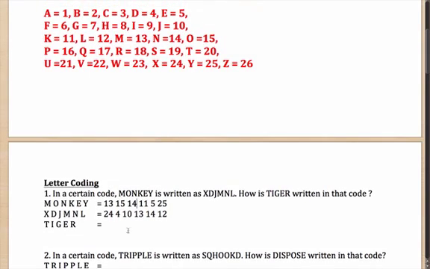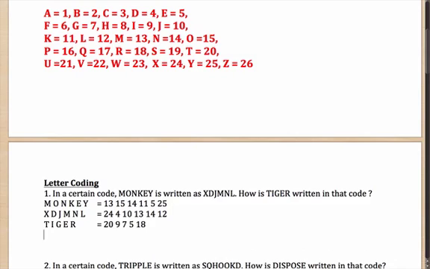Now your task is to find out the code for tiger. What is tiger? T is 20, I is 9, G is 7, E is 5, and R is 18. My answer is going to be the reverse of this. That is 18, 5, 7, 9, and 20. But wait, I have to reduce them by 1 also. So this will be 17, 4, 7 becomes 6, 9 becomes 8, and 20 becomes 19.